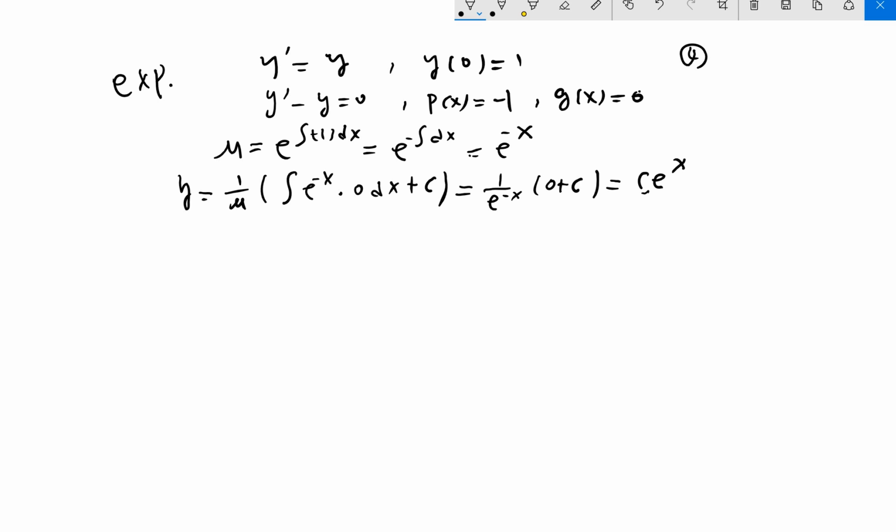Now, if you want your initial condition to be satisfied, then c can be uniquely determined. When x is equal to 0, you want your y equal to 1. Therefore, let x equal to 0, e to the 0 equals 1, so 1 equals c. Then c equals 1. So finally, we solve that. Our y here is equal to e to the x. You can check, this one satisfies equation 4.